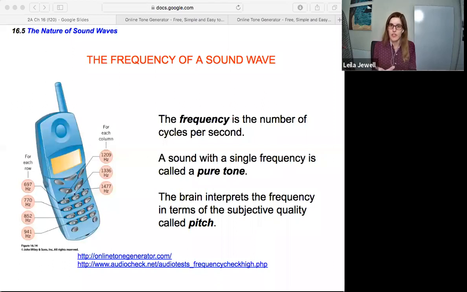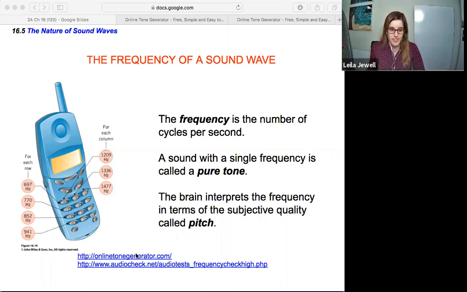But a pure tone is just a single frequency going through. And the brain is able to interpret the frequency in terms of a subjective quality called pitch, right? Pitch is how high or low something sounds, right?